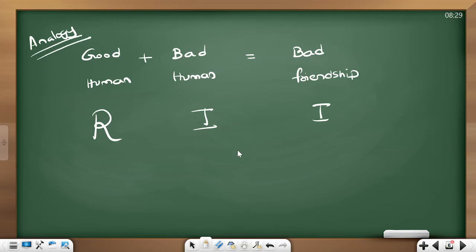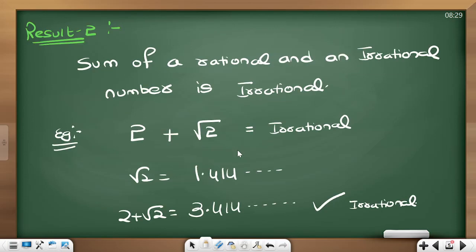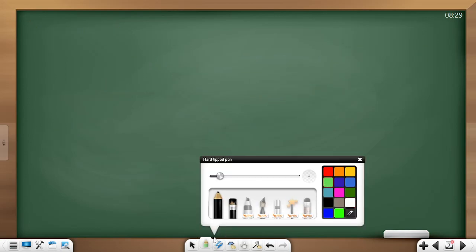Okay, result 1: negative of an irrational number is also an irrational number. Result 2: sum of a rational and an irrational number is irrational. Shall we go to result 3? Yes.